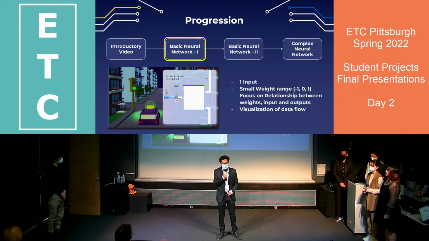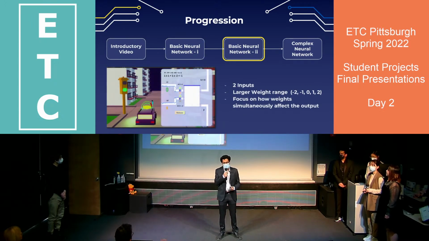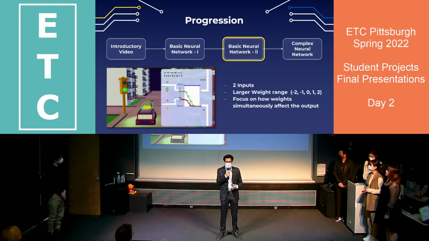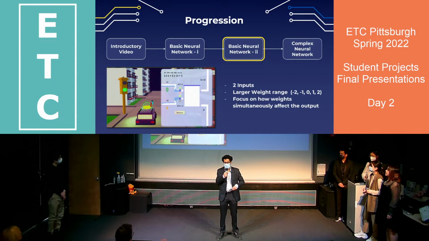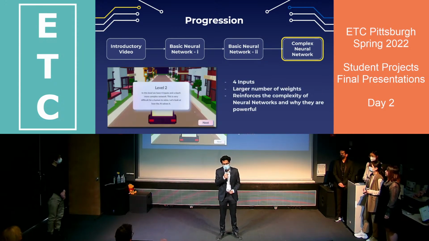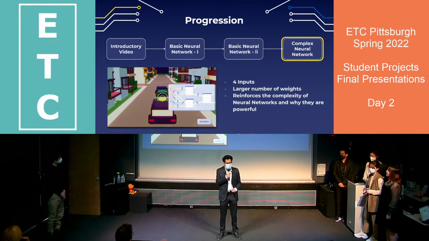After that, we still keep the basic structure, but we add another input, and we increase the weight range from -2 to 2, again, all discrete values. And this, again, helps the students to understand how the weights affect each other and the output. After which, we move on to a much more complex structure with 4 inputs and a much larger number of weights. So this, again, reinforces that complexity that neural networks can be really tough to compute, and which is why we need machines to build and train them.